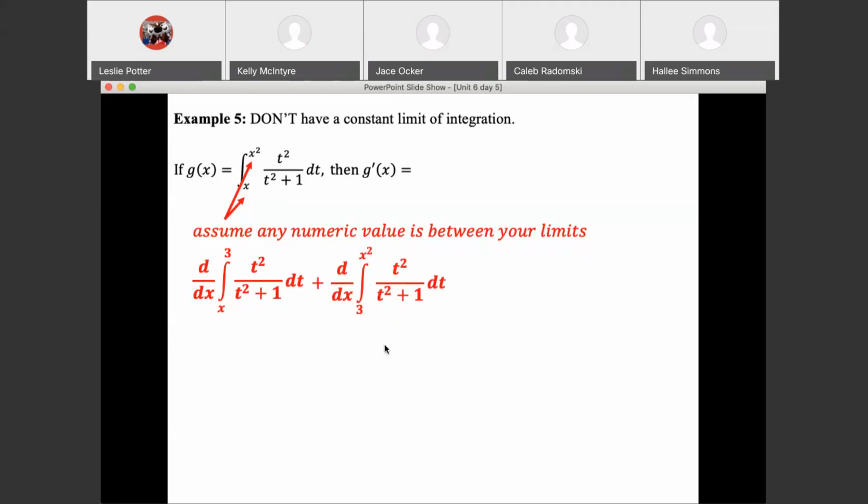Which one do I have to rewrite to get the numeric value in the right spot? Okay, half of you said the first one, half of you said the second one. Right, the first one's got to be rewritten. We need the number down here as the lower limit. So we're going to rewrite the first one with the negative sign. Second one's okay. Which one do we need to do the chain rule on? Yep, we need to do the chain rule on this one. Does that make sense?